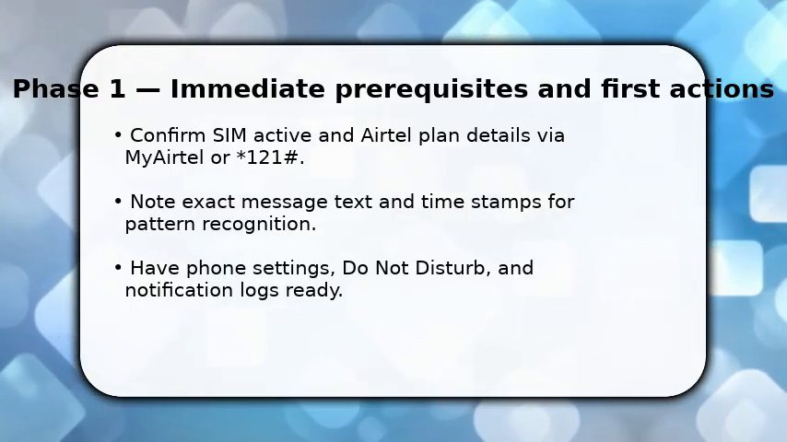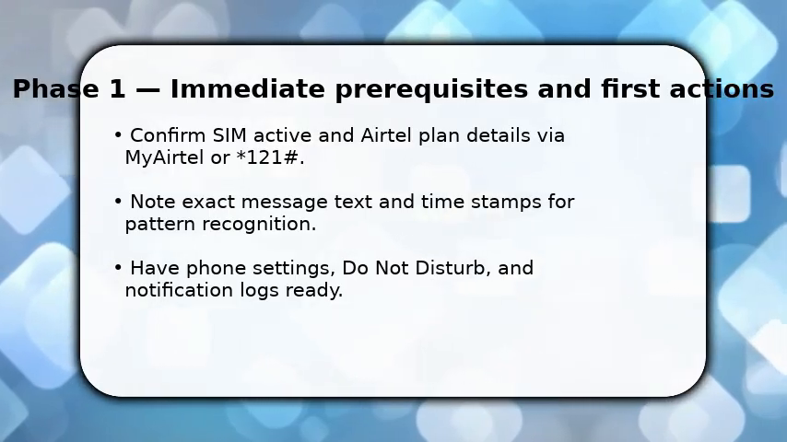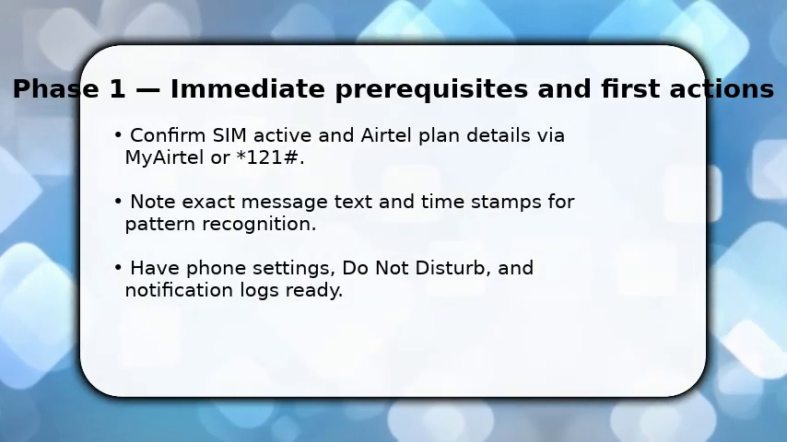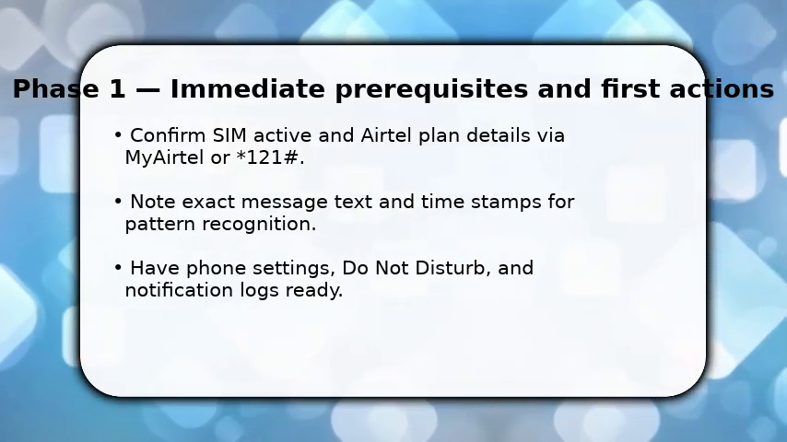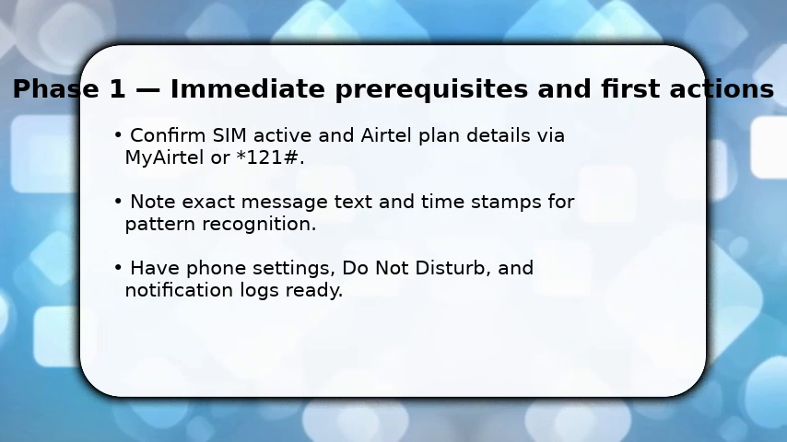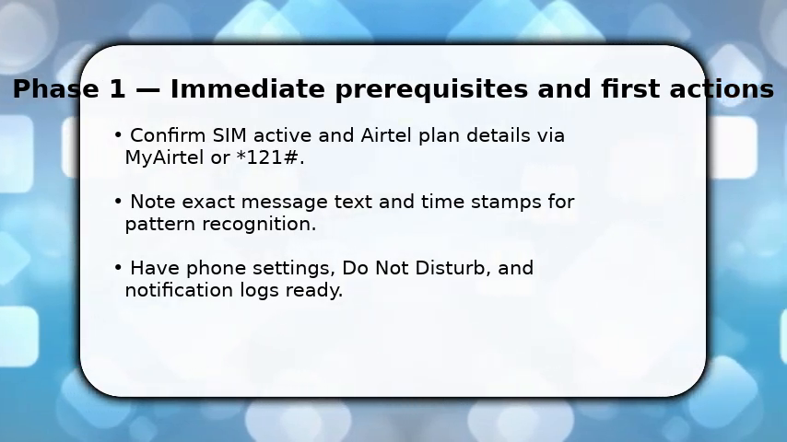Make sure notification and app permission settings are visible. This helps isolate whether the alert is network sent or app generated. Next, enable call and message logs and open the SMS app. This lets you test changes in real time and prevents wasting time on irrelevant settings.